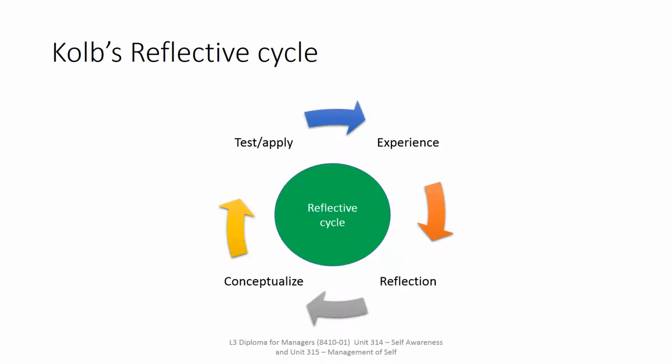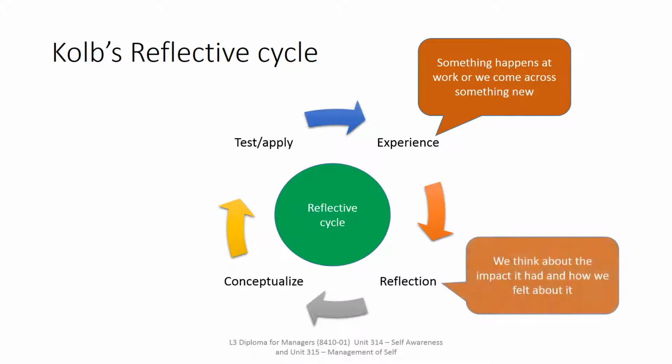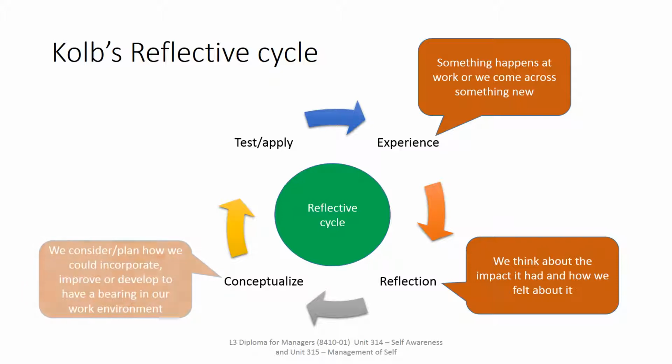So Kolb's reflective cycle talks about us having experiences. We all come across new things happening to us at work, we experience things, we see things. And the problem is, it's what we do with that that makes a difference. If we reflect on it, we think about the impact it has had on us, how it's made us feel, how it's affected others, and then we can take that to the conceptualized stage where we start to think about how it could be incorporated into what we do to improve us, embedded in our development on a personal side, and we think about how it could be brought into our team to make changes in the work environment that could benefit us all.